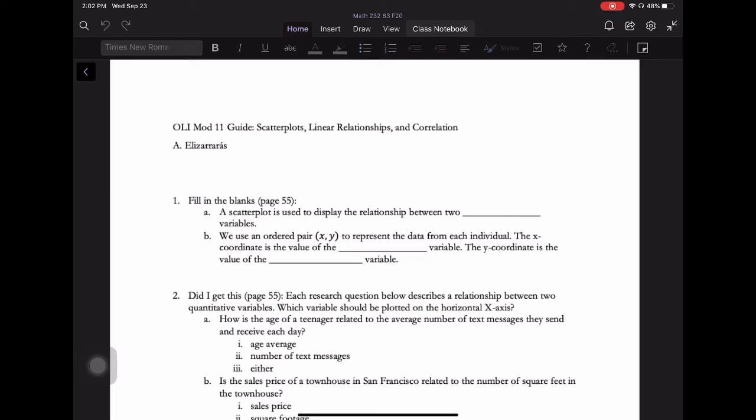Hello and welcome back. Today we're going to be focusing on Module 11, the guide that talks about scatter plots, linear relationships, and correlation. We're going to start by filling in the blanks that come from page 55.